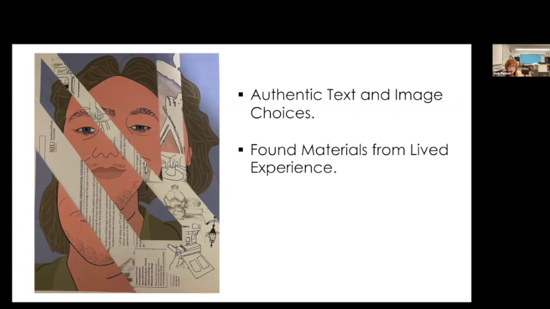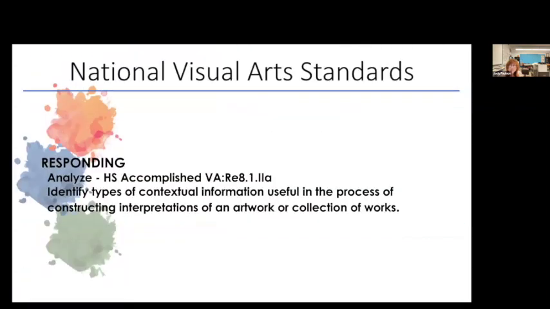So a big part of who this student is during their journey right now, and particularly at this institution, is also present in the text that is embedded behind the visual imagery. So these are found materials from lived experience. They are authentic choices for that student. That student is an educator at SIU. That student is in the arts. So in that responding and analyzing, that student has made choices with contextual information that is part of the process of not only his constructing of the artwork, but then our interpretation of that artwork.